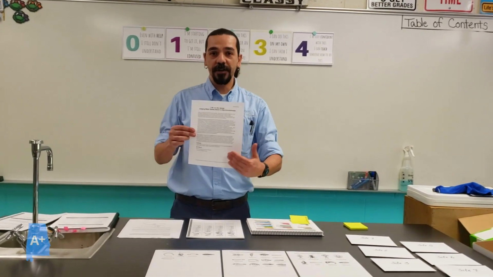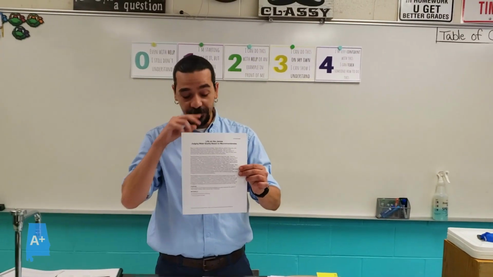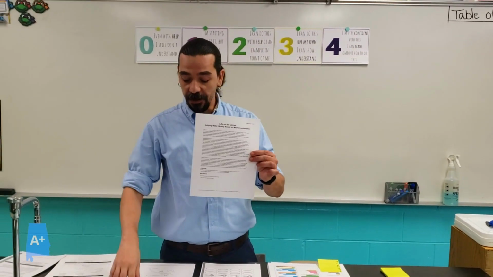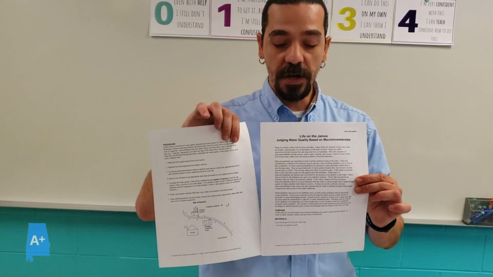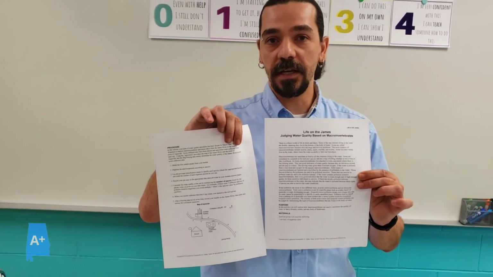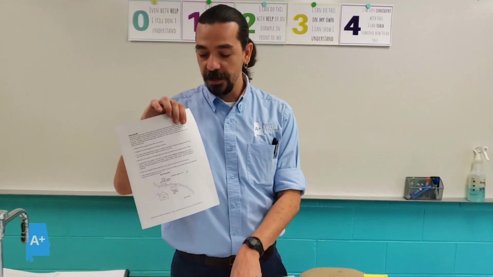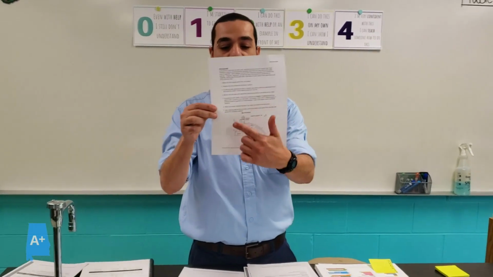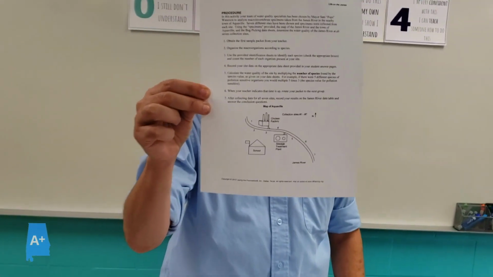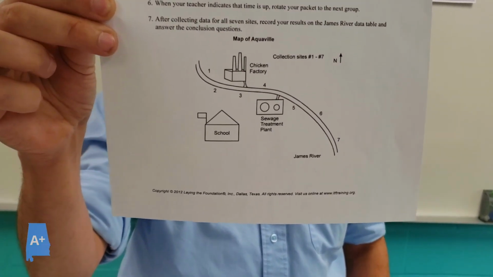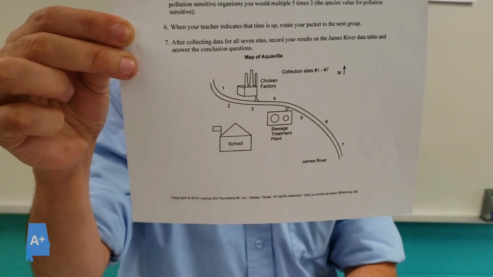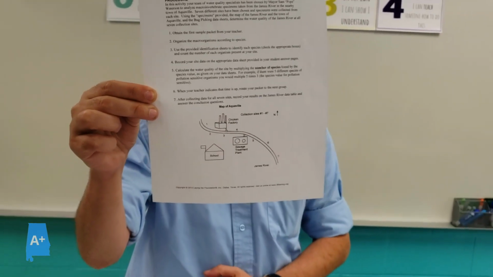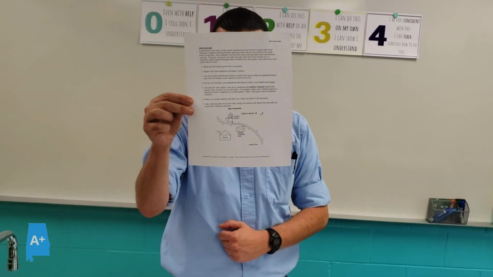Right now, you've already finished reading the background information on this lab, and you've already looked at your procedures for this lab as well. So let's look at what we have to work with to get this activity ready for your students. At the bottom of the procedures map, you will see a map of Aquaville. And it's got 7 different locations. It's got a sewage treatment plant, it's got a school, and a chicken factory as well along the James River.